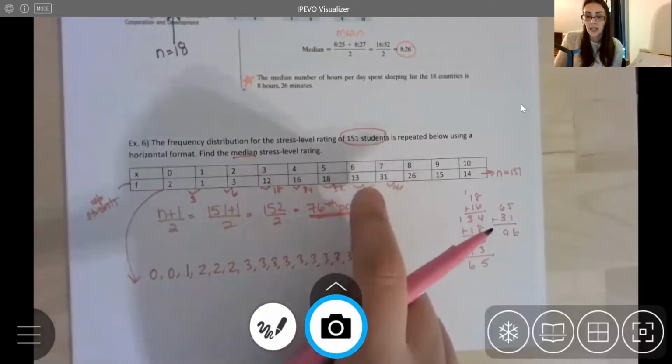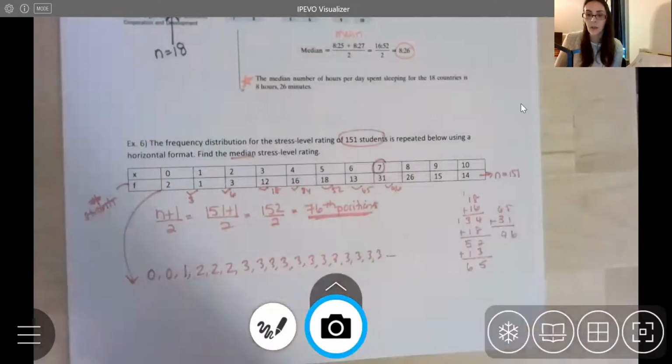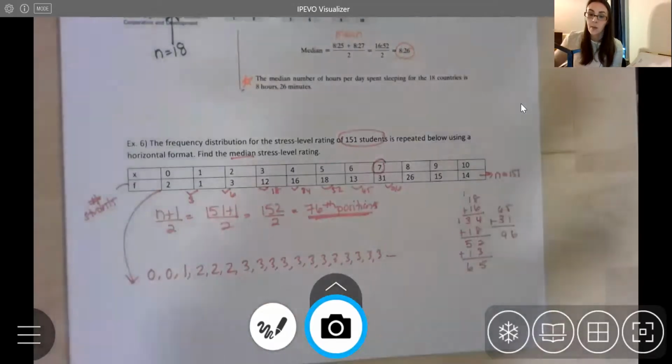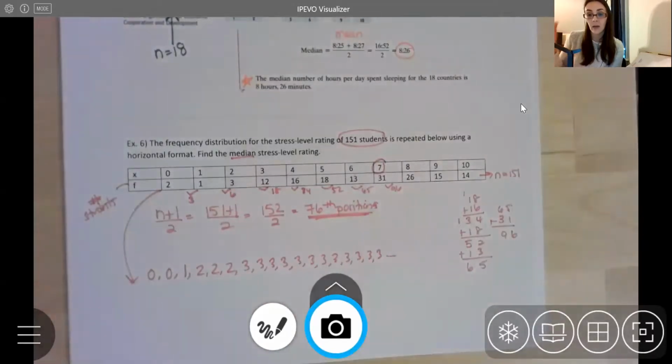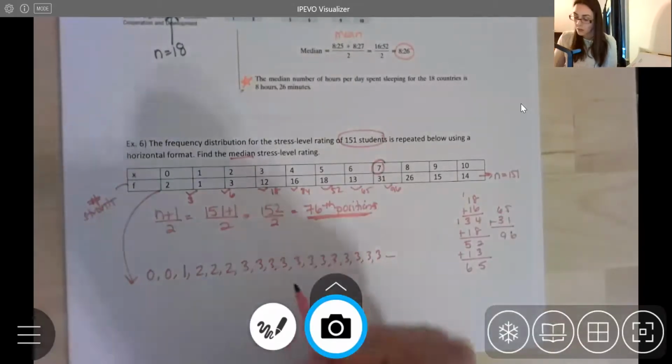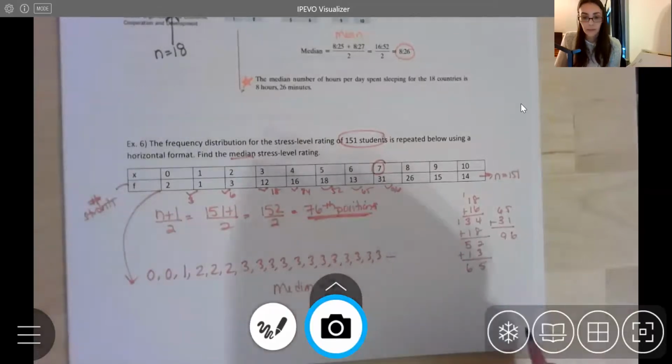So 76 is in between 65 and 96. So it has to be in that 7th position, right? Because 76 is smaller than 96, so I haven't made it out of the 7s yet, but it's bigger than 65, and I've made it out of the 6s. So I have to be in that 7 category here. So our median in this case is equal to 7.